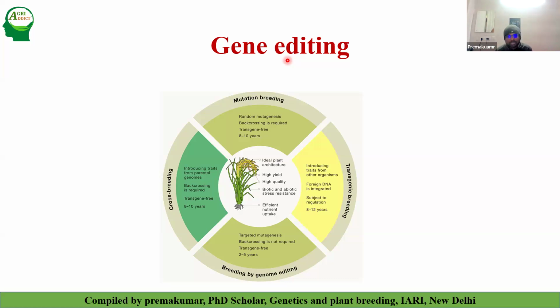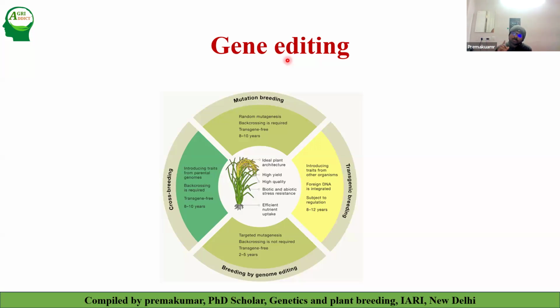Then transgenic breeding, we have talked about transgenic breeding. It also takes at least 8 to 12 years, because you have to first identify the target gene, then identify the source transgene, then make the construct, then integrate, then develop, then go through all your safety protocols, biosafety protocols, and then it will be released. It has very stringent rules.